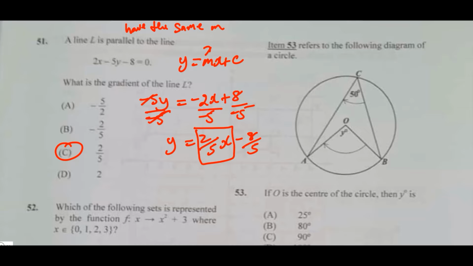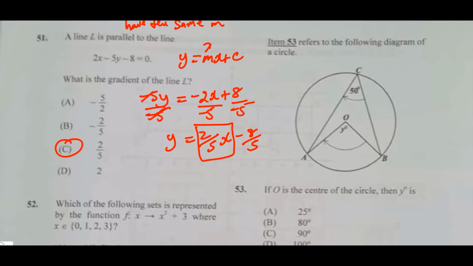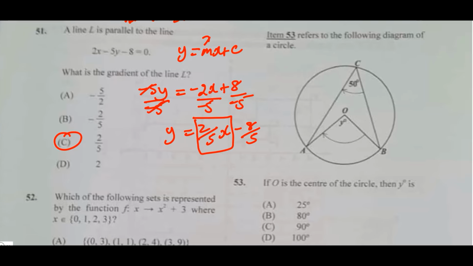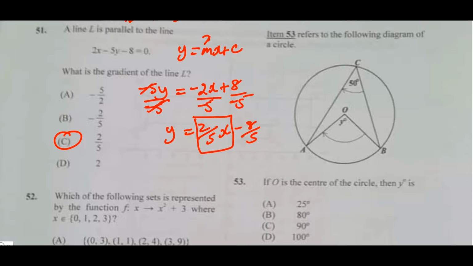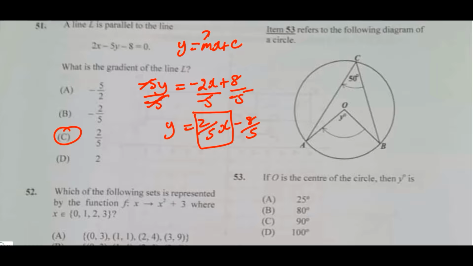Alright, number 53. So the item refers to the following diagram of a circle. If O is the center of the circle, then y degrees is, so we know that the angle at the center is twice the size of the angle at the circumference. So this angle is 100, so our answer would be D.